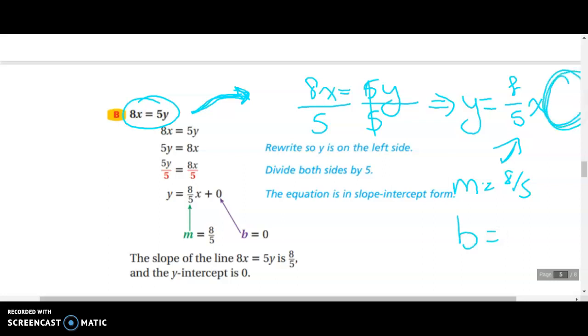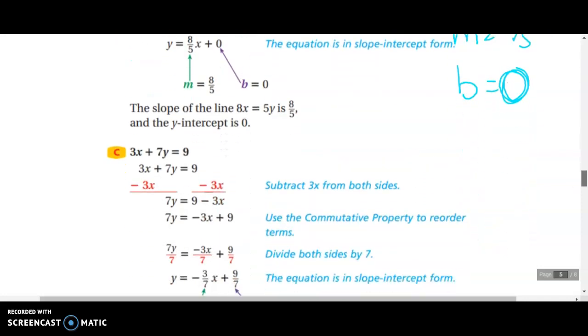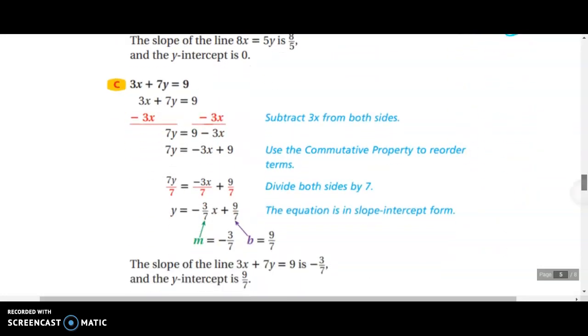which means we have a slope of 8/5 and a y-intercept of, well, wait, we're looking for the constant there, and it's not there. That means that it's a y-intercept of 0. And anything that has a y-intercept of 0 means that it passes through the origin. It goes through the point 0, 0.